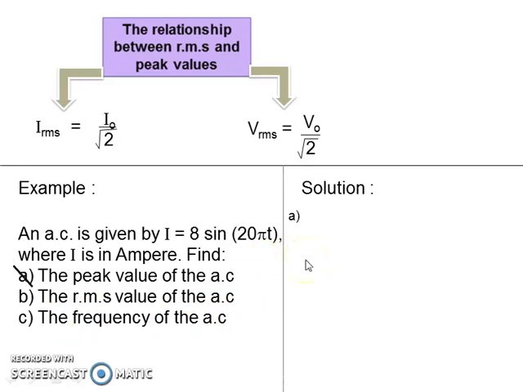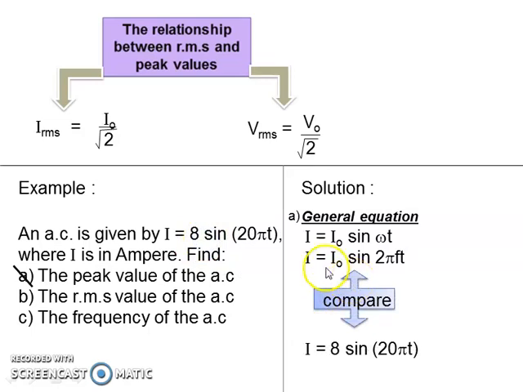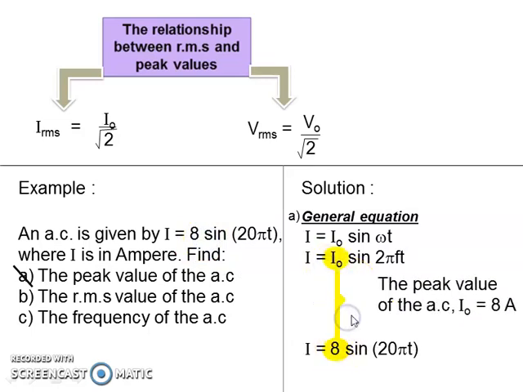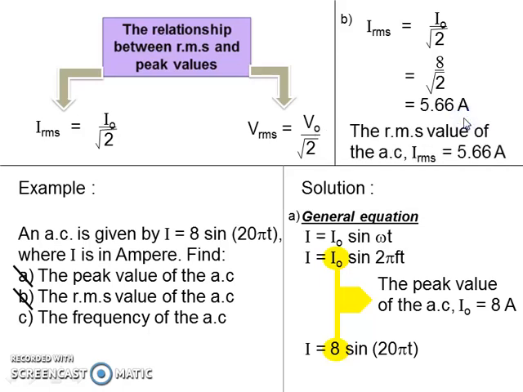For question A, the general equation of I is I naught sine omega t, and omega is 2 pi f. Compare with the equation given in the question. So from here, I naught is 8. I naught is I peak, so the peak value of AC, I peak, equals 8 ampere. Next, for question B, find the RMS value of the AC. We use IRMS equals I peak over root 2. Substitute I peak 8 ampere into the equation, so we get 5.66 ampere. So this is the RMS value for the alternating current: IRMS equals 5.66 ampere.